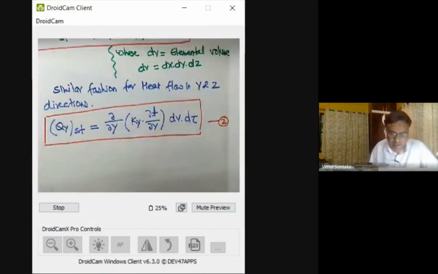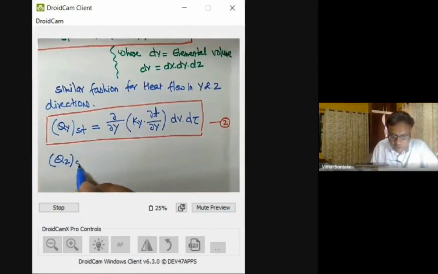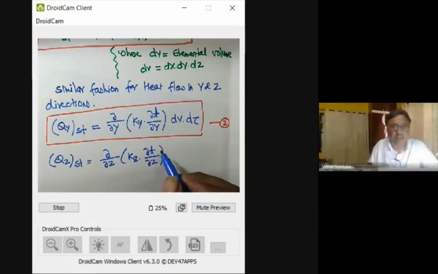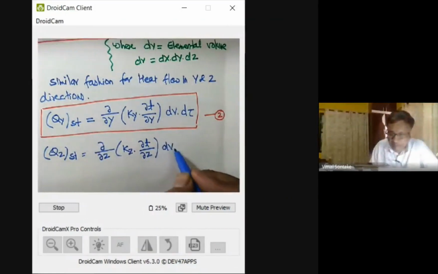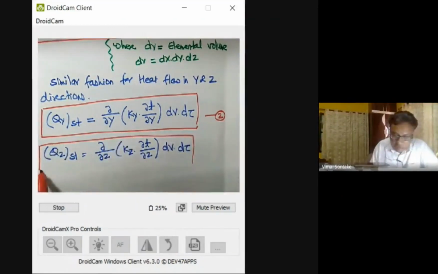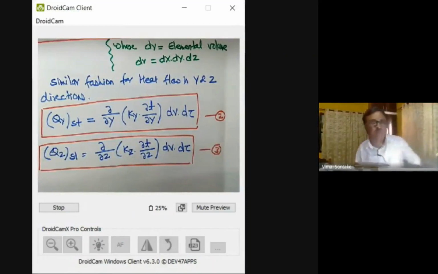And in a similar fashion, I can write it for Qz stored as del over del z. Thermal conductivity in the z direction is kz, del T over del z, because we are talking about heat flow in the z direction, into dv into d tau. So this is the expression for heat stored in the elemental volume due to heat conduction in the z direction.